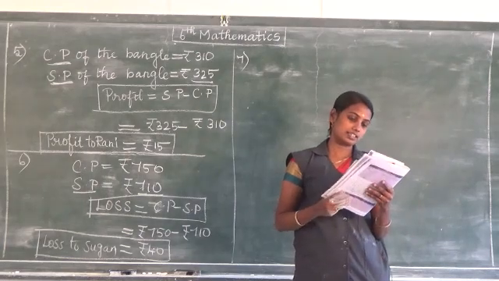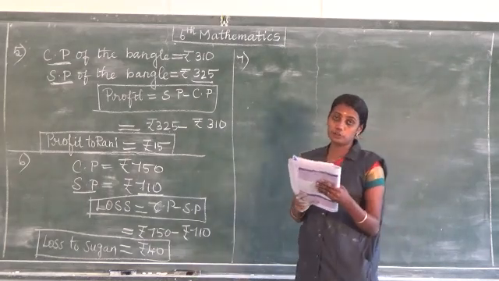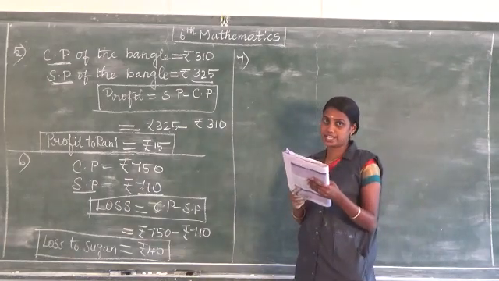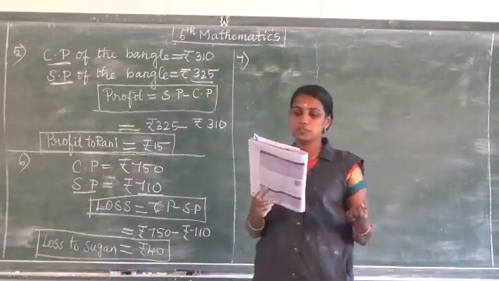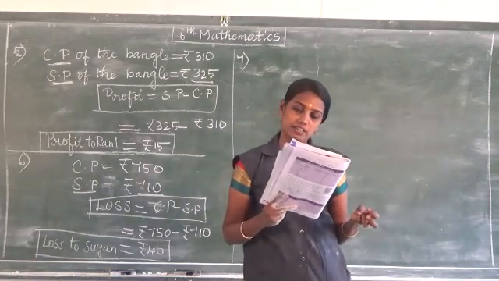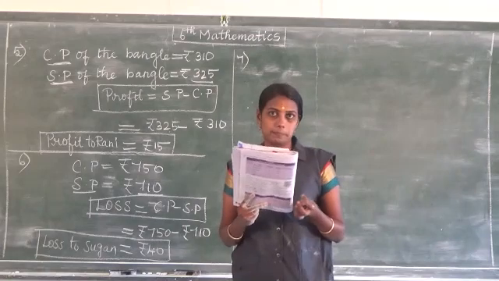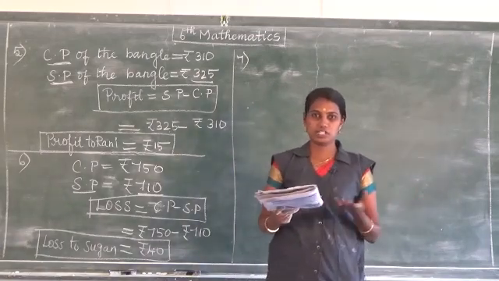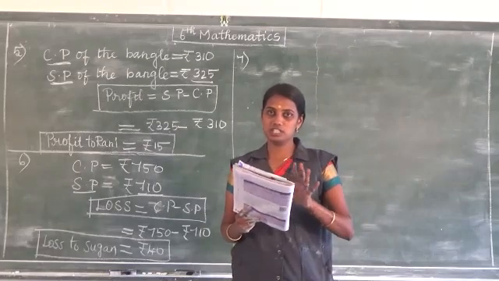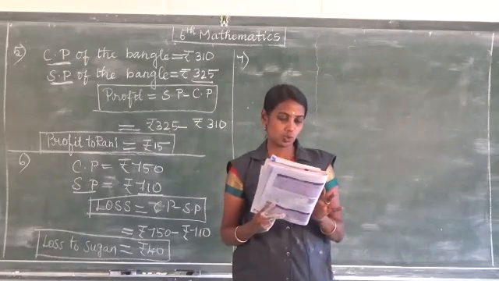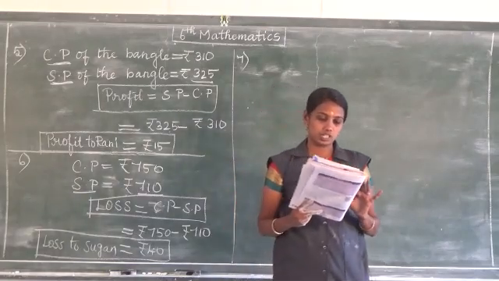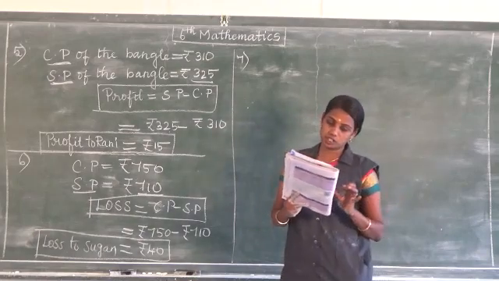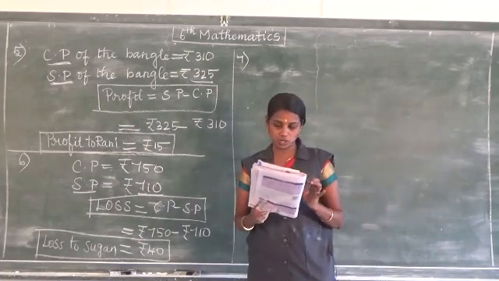Next, question number 7. Somu bought a second hand bike for rupees 28,000 and spent 2,000 on its repair. Repair means it may be anything, you may change the parts. So he spent 2,000 on its repair. He sold it for 30,000. Find its profit or loss.